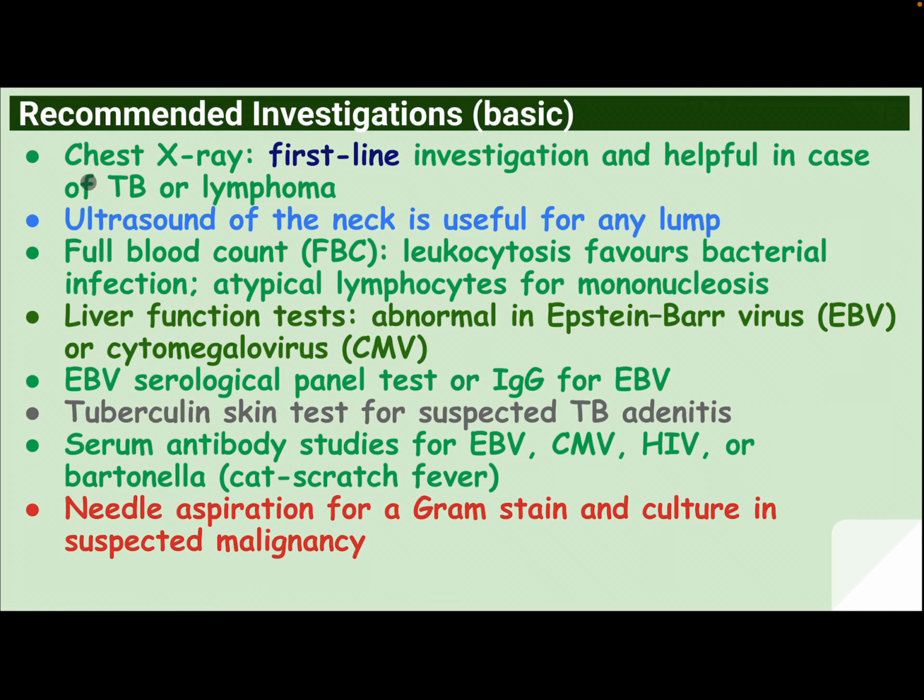Recommended investigation: basic investigation for every patient. First line, chest X-ray, investigation and help in case of TB or lymphoma. Ultrasound of the neck is useful for any lump. Complete blood count for leukocytosis, fever, bacterial infection. Atypical lymphocytosis for mononucleosis. Liver function test abnormal in any viral infection, Epstein-Barr, cytomegalo, and any other virus.